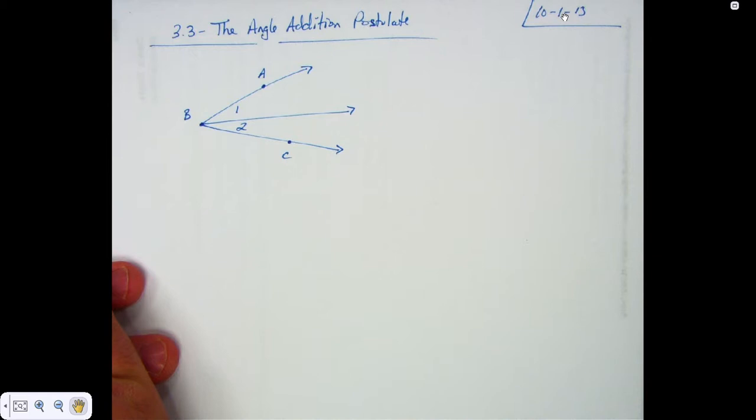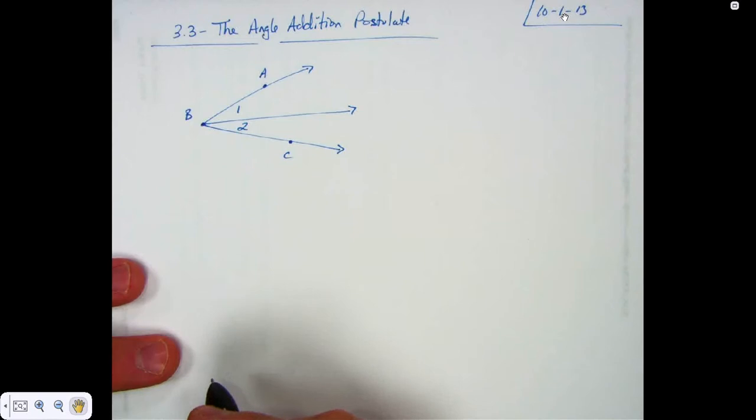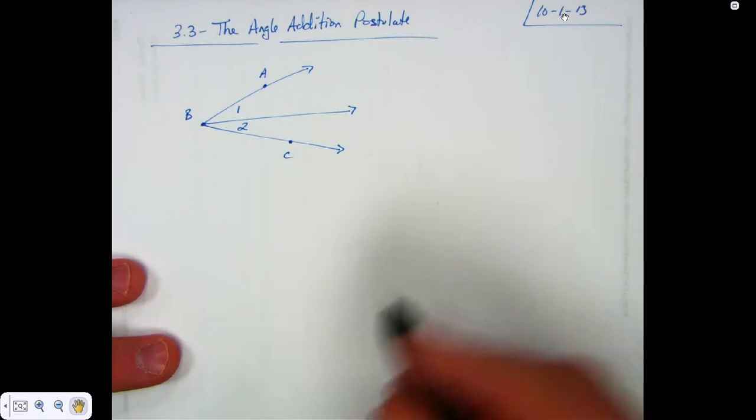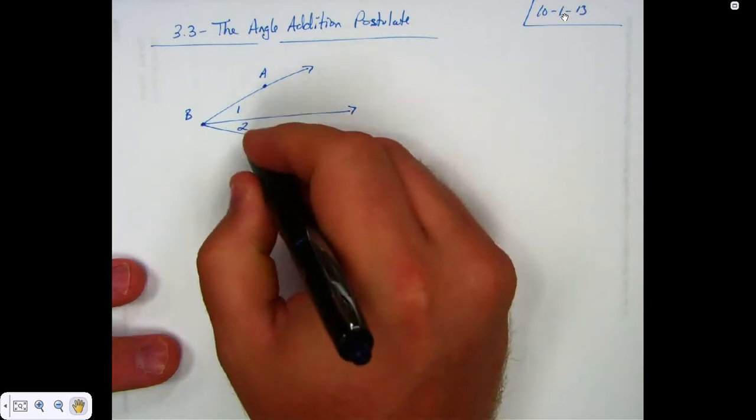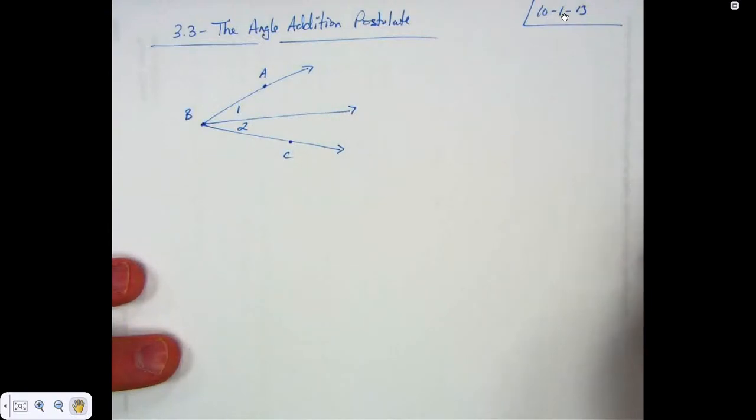What it basically says, you guys remember the segment addition postulate? That the two smaller parts equal what? The whole thing. You know what the segment addition postulate means? The two smaller parts added together equal the whole thing. It's the same concept.